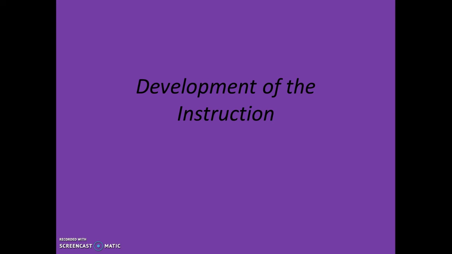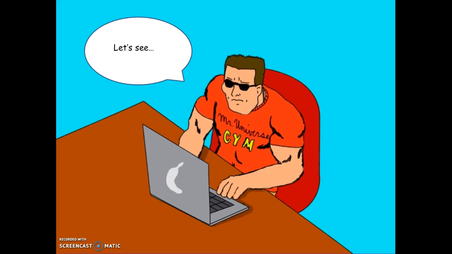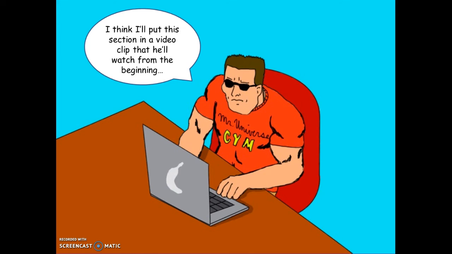The next step is development of the instruction. This is where we put it all together. This is also where we determine what types of media we want to use, such as print materials, videos, or multimedia. Let's see. I think I'll put this section in a video clip that he'll watch from the beginning. And then this part will go in a printout that he'll take home.